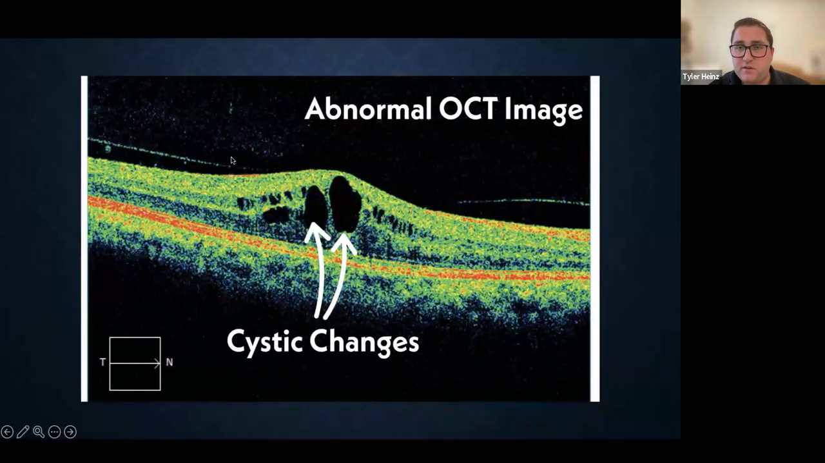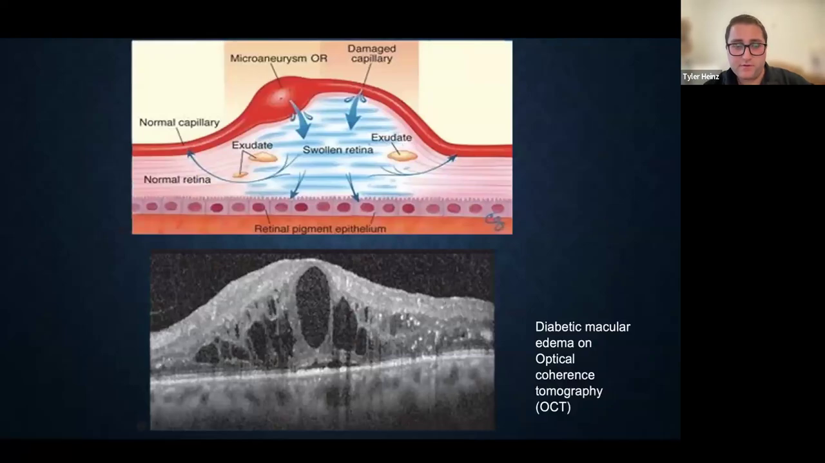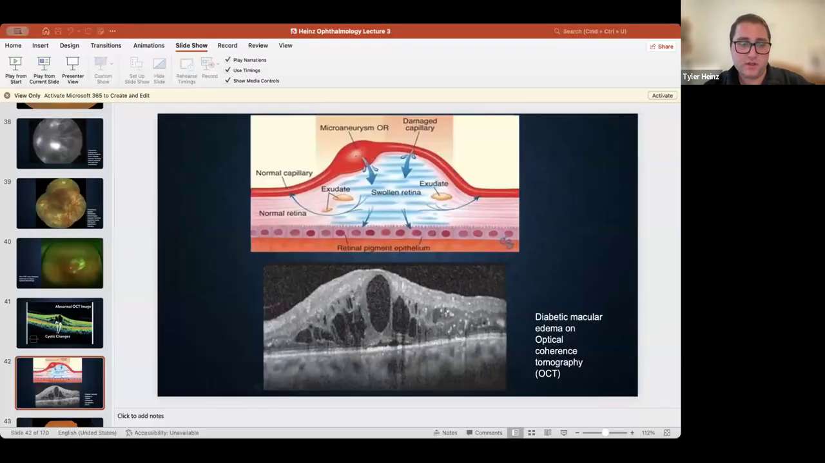So now we're getting into some abnormal OCT changes. OCT stands for optical coherence tomography. This is what we would call diabetic macular edema. So our macula, we want to have a nice curve to it, a nice dip. And I don't have a photo though. Let me show you what our normal looks like.